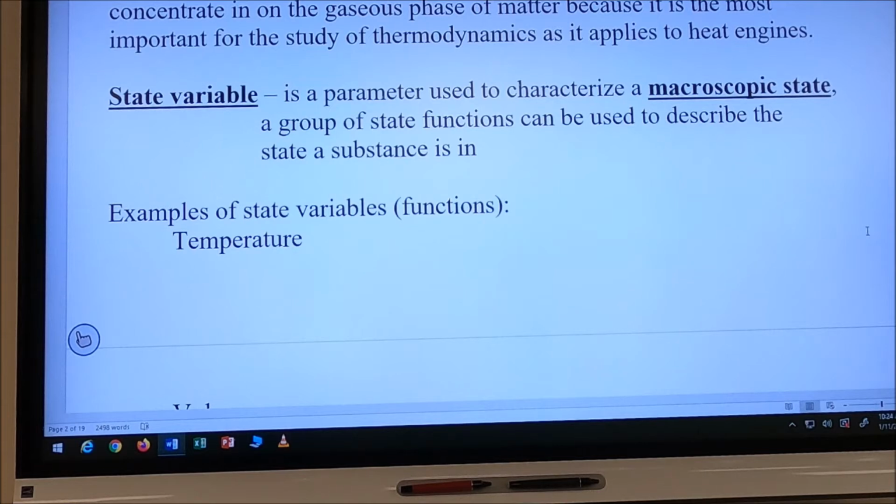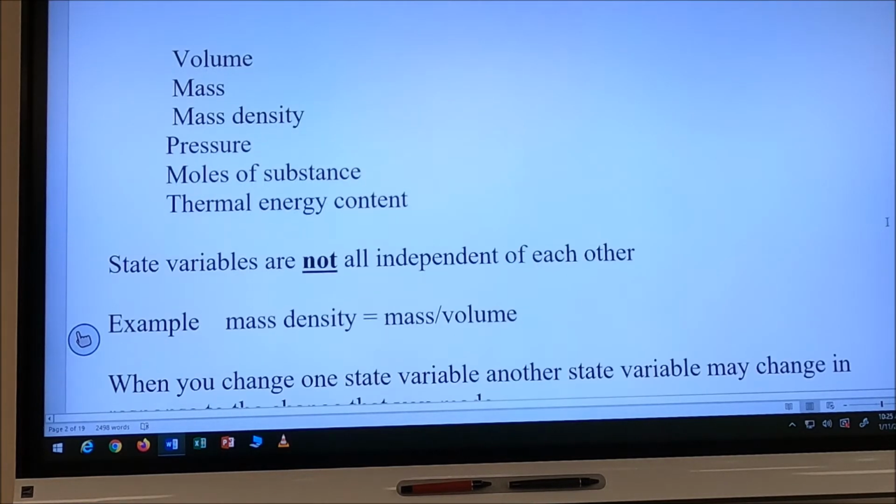A state variable is a group of state functions that can be used to describe the state of a substance. And state variables are things like temperature, mass, volume, mass density, pressure, moles of a substance, and thermal energy content. State variables are not independent of each other. If you change one state variable, you will change another state variable.